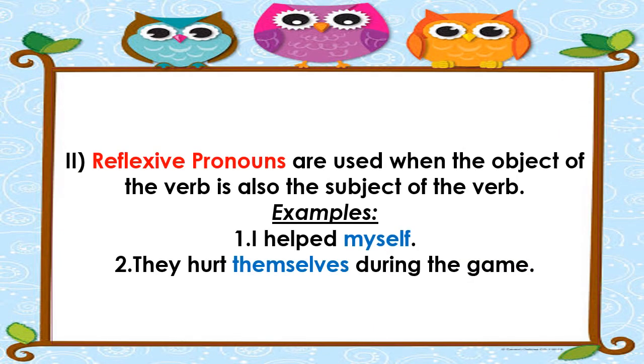Reflexive pronouns. Reflexive pronouns are used when the object of the verb is also the subject of the verb. Examples: I helped myself. Here the word myself is the object of the verb helped. Myself and I stand for the same person. So the object is also the subject.